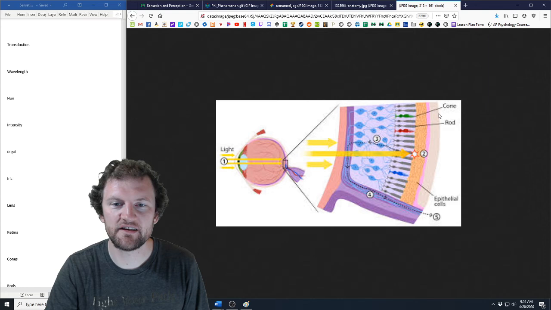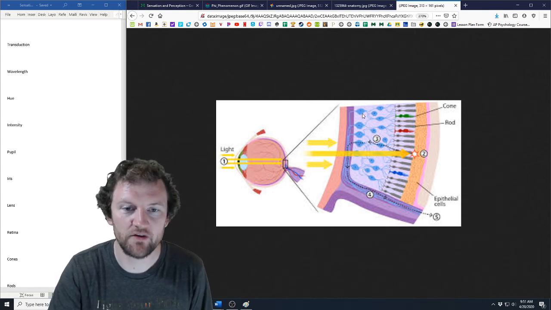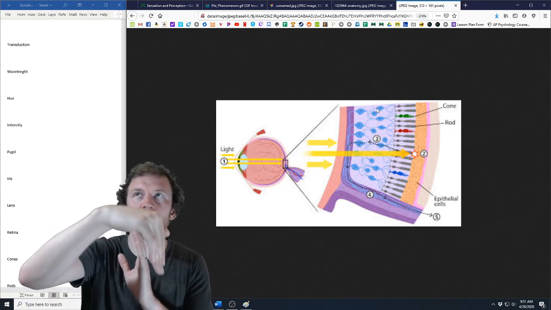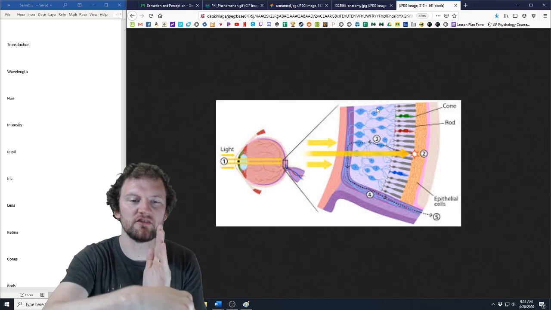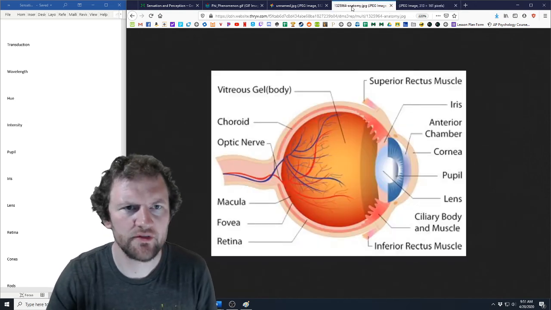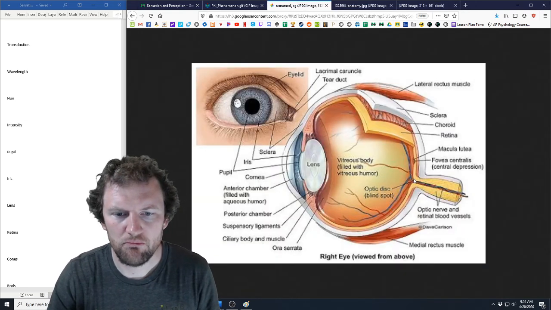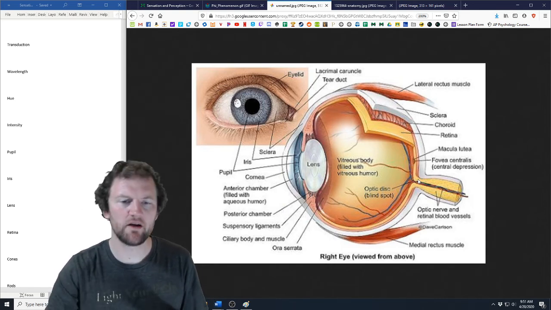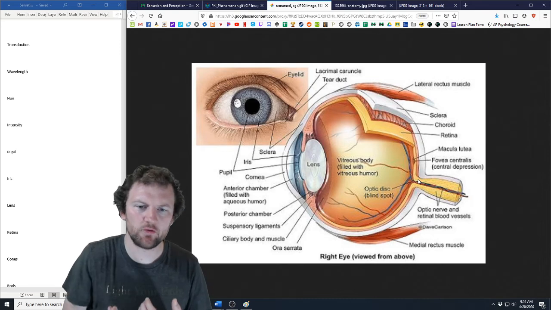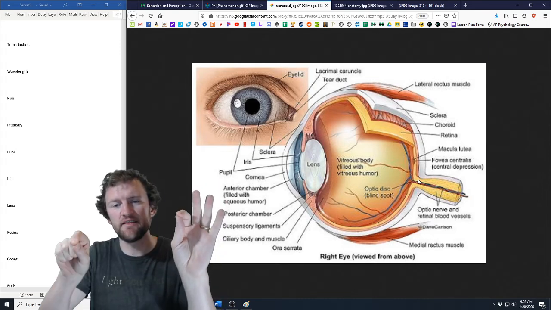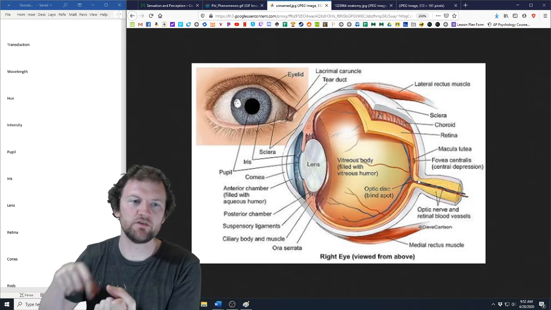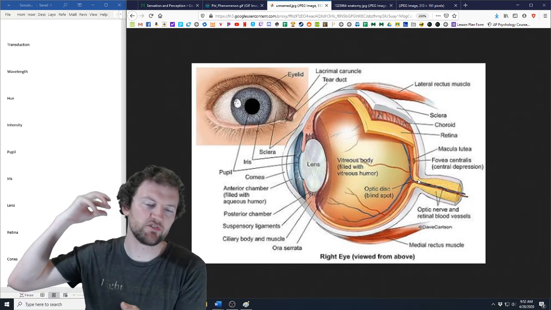Once the information is picked up by the rods and cones, it then goes to two other kinds of cells called bipolar cells and ganglion cells. Once it is filtered through those other two kinds of cells, all that information is relayed through the blind spot here, which is where you are missing part of your retina, and it exits the eye there and creates the optic nerve and then goes to your occipital lobe where you perceive vision.